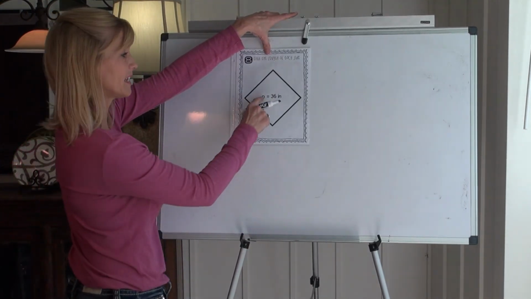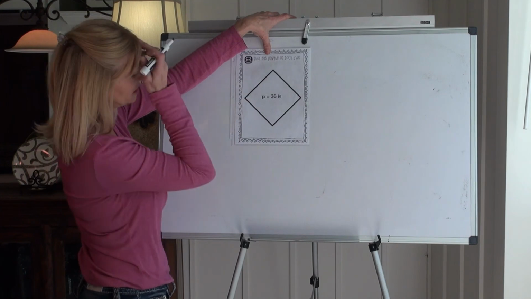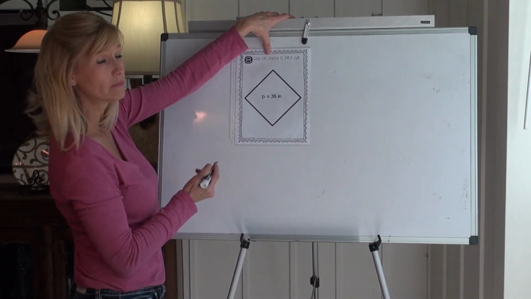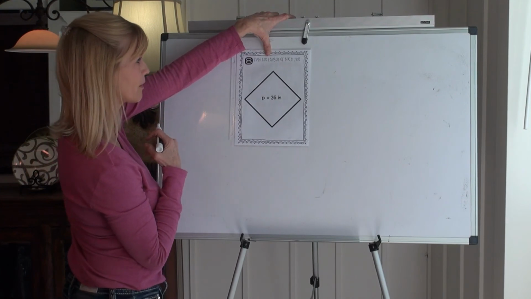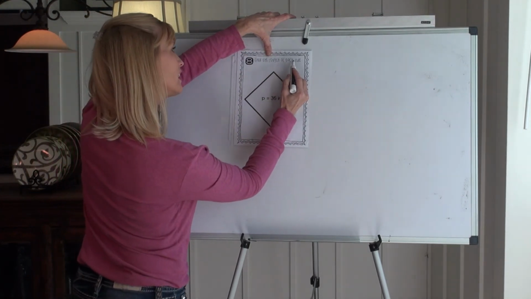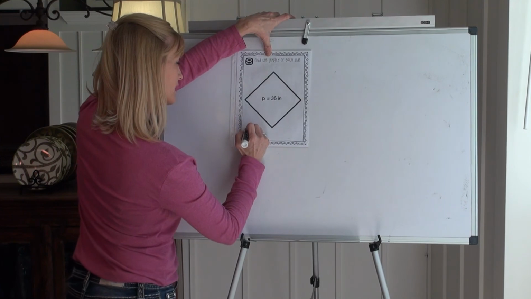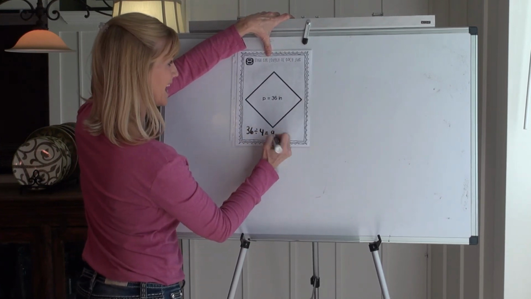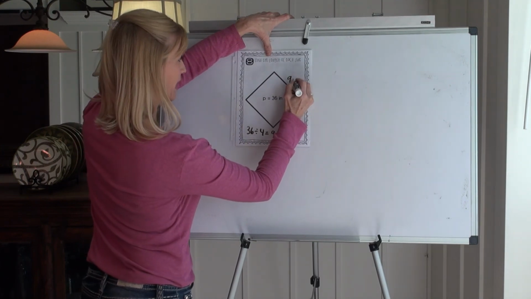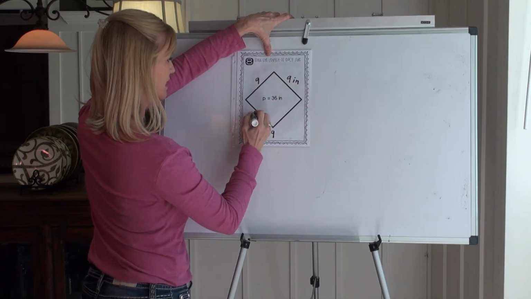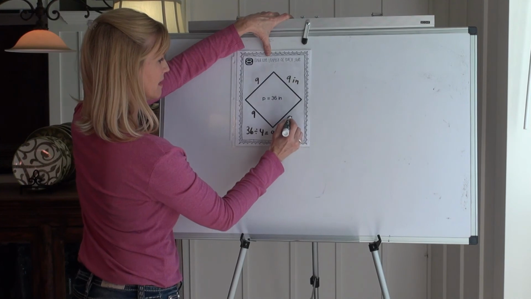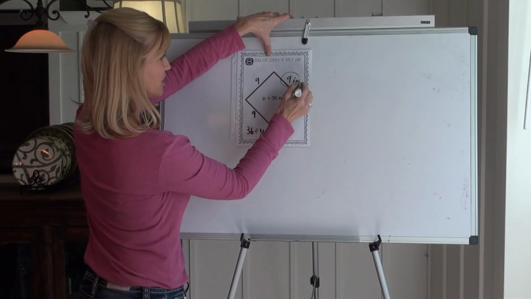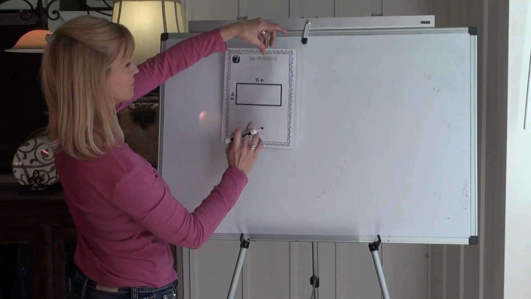On this one, it tells us the perimeter is 36 inches. Well, it looks like all sides are equal, and we know there's 4 sides in this quadrilateral. So it tells us to find the length of each side. 36 divided evenly between 4 sides is 9. So I'm going to say that each side is 9 inches. 9 times 4 is 36, so yes, the length of each side is 9 inches.